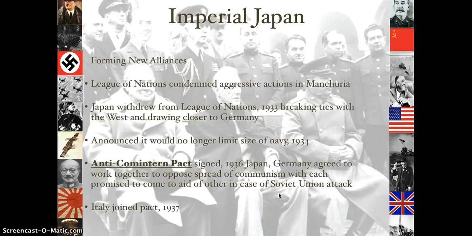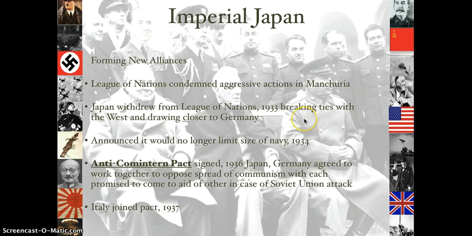Additionally, Japan will form some new alliances. They felt betrayed by the West, the United States and Western European allies after World War I. And additionally, they'll be condemned by the League of Nations and actually end up just leaving after they invade a place called Manchuria. We'll look at that here in just a second.